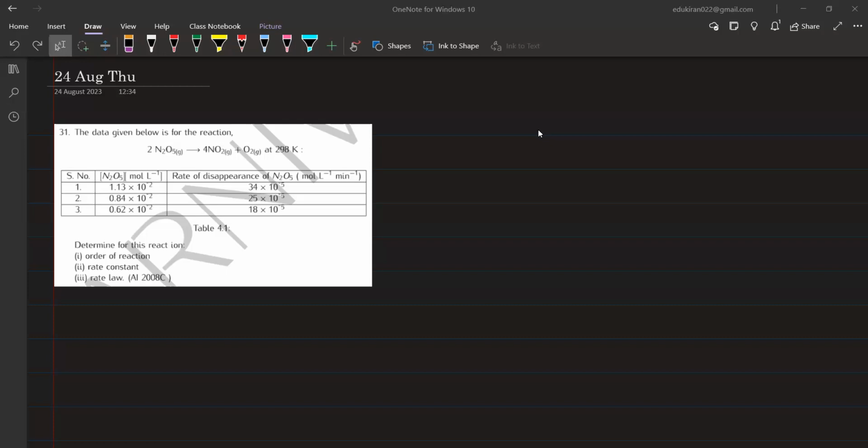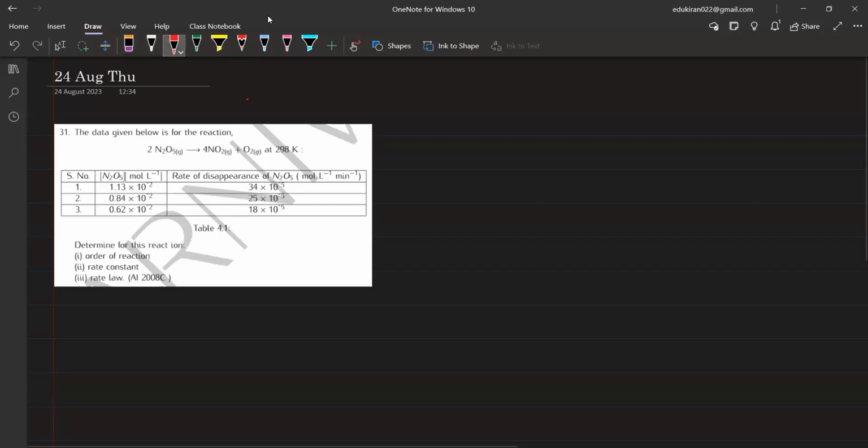Okay. Please see here, guys. I hope you have written the question. The data given below is for the reaction. This is the reaction that is happening: N2O5 gives 4 NO and O2. It is saying determine for this reaction the order of reaction, rate constant, and rate law.